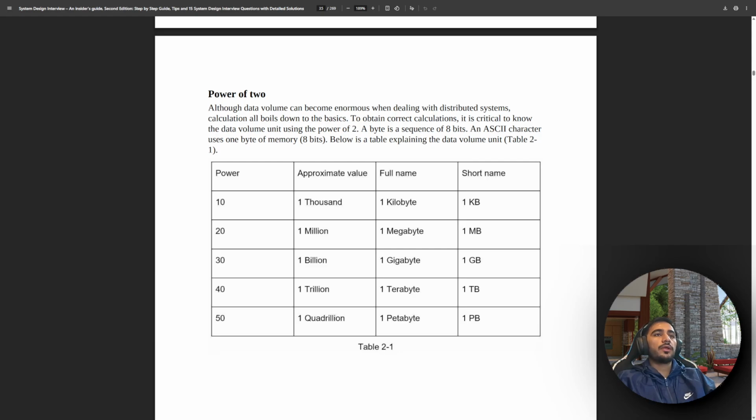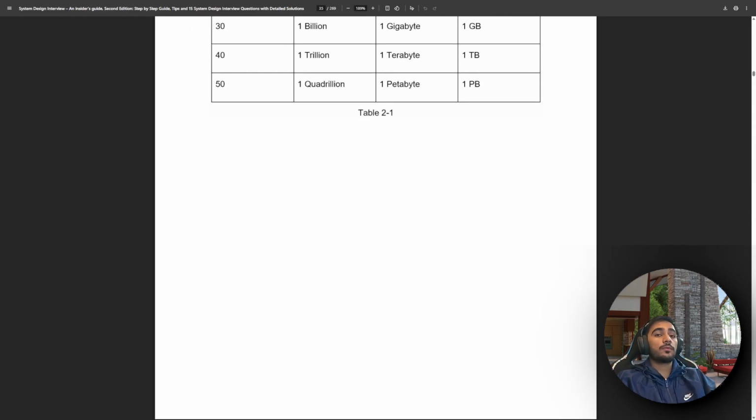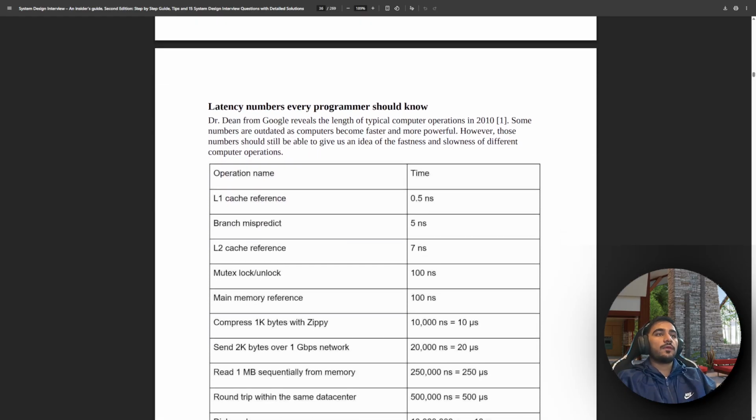Power to the 10, approximate value 1000. Full name 1 kilobyte, short name 1 KB. 2 to the power 20 means 1 million, that is 1 megabyte. Similarly, power 30 means 1 billion, that is 1 gigabyte. And 40 means 1 trillion, that is 1 terabyte. And 50 means quadrillion, that is 1 petabyte.